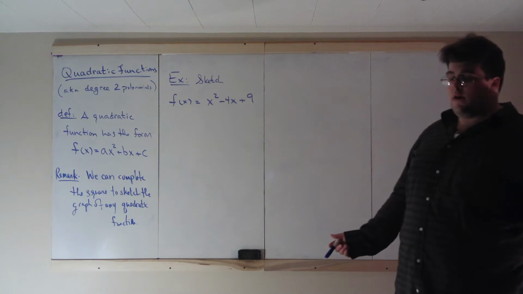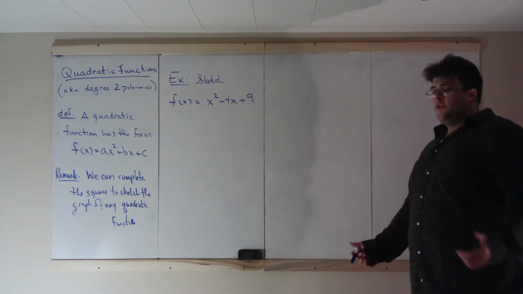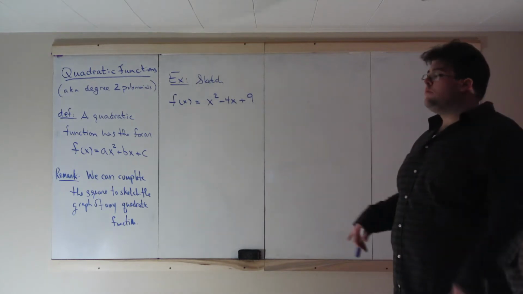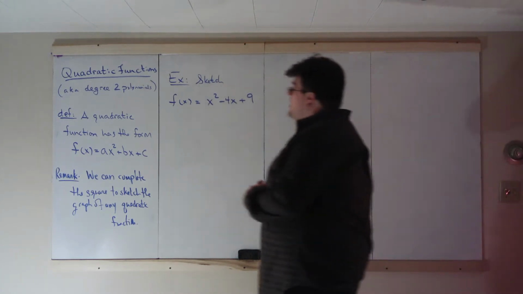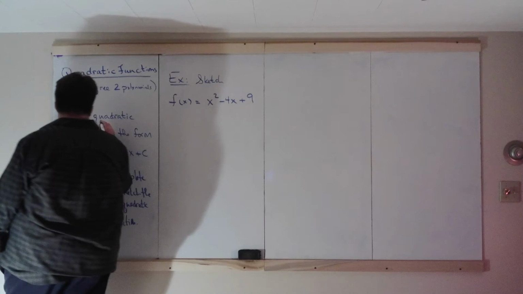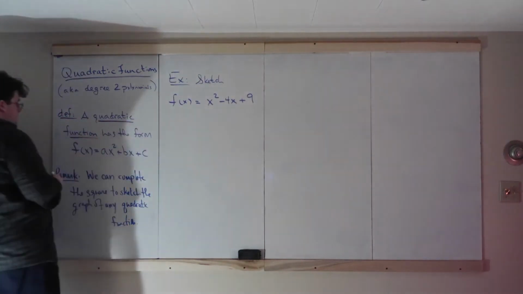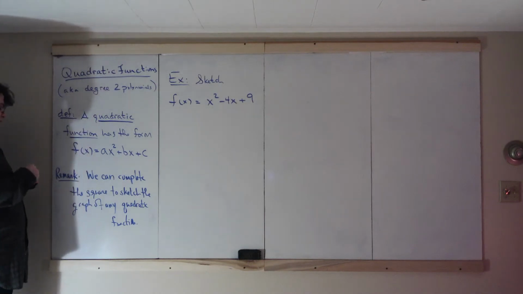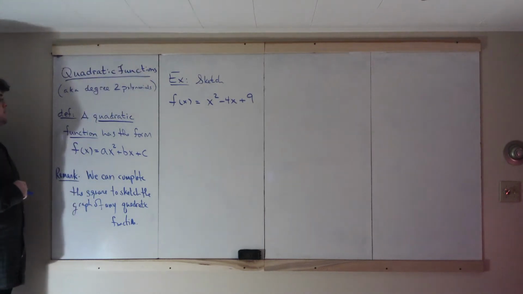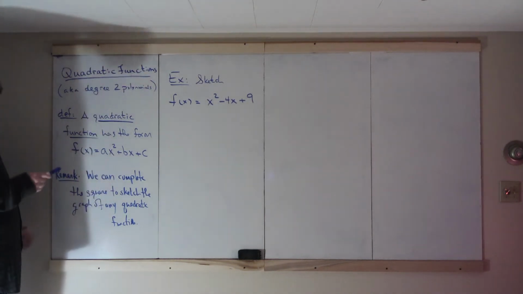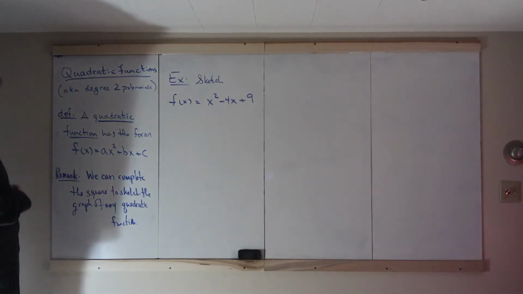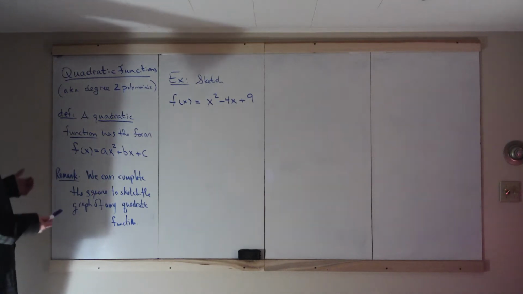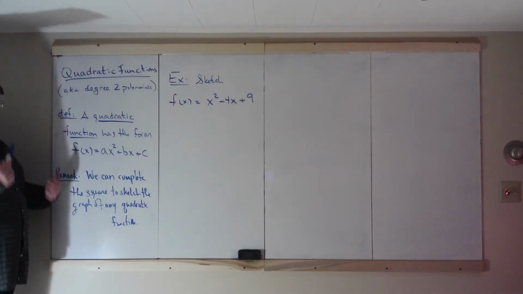A quadratic function is also known as a degree 2 polynomial. We'll talk about polynomials in a moment. For now, we'll just call them quadratic functions. A quadratic function has this form: f of x equals ax squared plus bx plus c, where a is not 0. And we're going to do two things with quadratic functions. We're going to sketch them, and we're going to find what are known as roots.